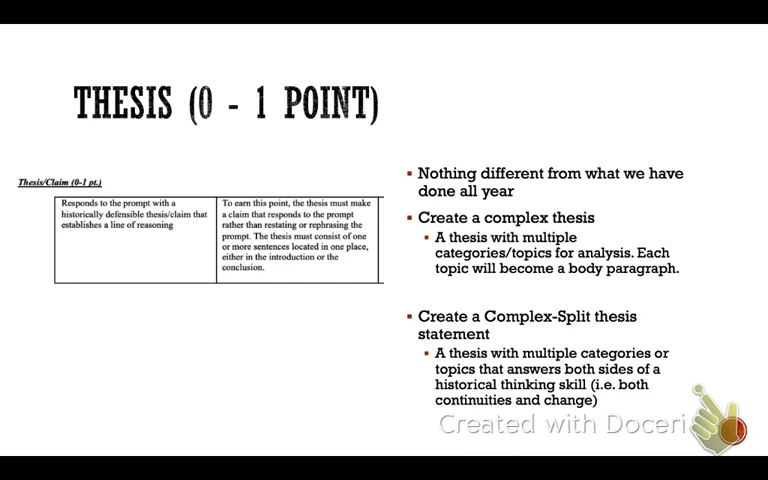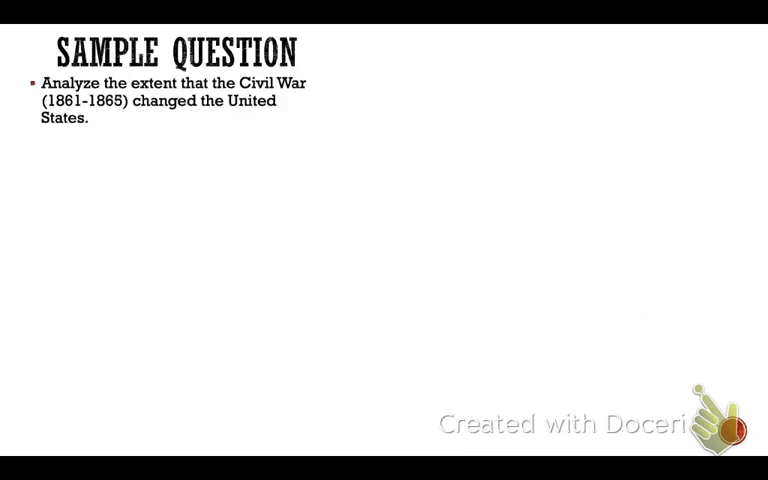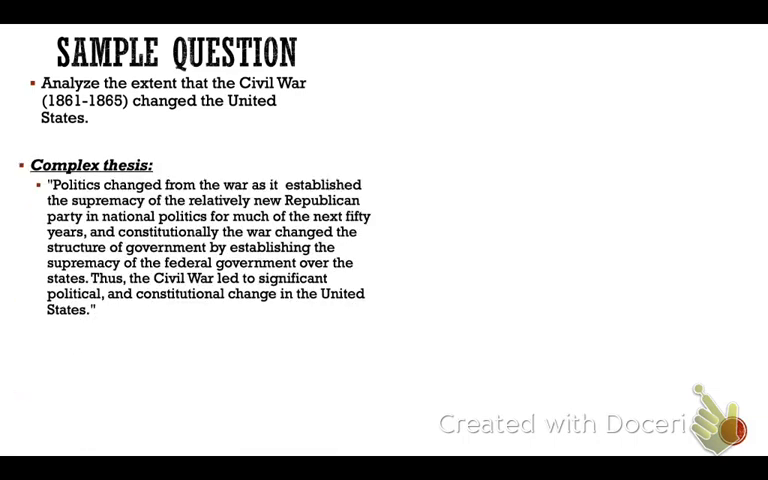So let's look at 2 examples here. So take, for instance, a sample question, right? A continuity and change question about the Civil War. So analyze the extent that the Civil War changed the United States. Simple, straightforward question. So here's one possible complex thesis statement. Politics changed from the war as it established the supremacy of the relatively new Republican Party in national politics for much of the next 50 years. And constitutionally, the war changed the structure of government by establishing the supremacy of the federal government over the states. Thus, the Civil War led to significant political and constitutional change in the United States.